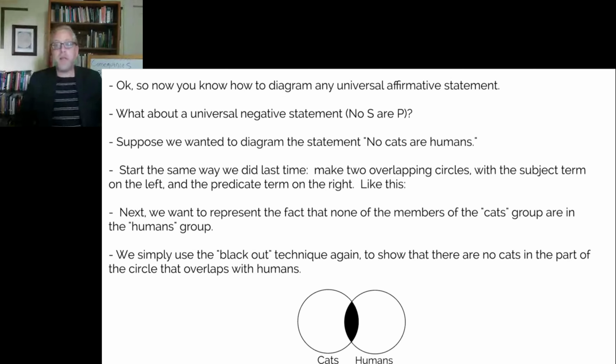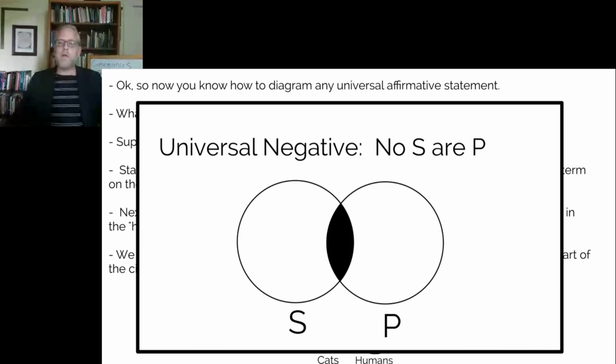This again should make intuitive sense visually, right? Just understanding that the black here represents nothingness. There's nothing there, right? So that just means there's nothing that's both cat and human. That's what this is showing. And so all universal negatives, anything, it doesn't have to be cats and humans. We could be talking about anything at all. As long as that has that general shape of no S are P, this is how it will be represented, right? If you're a member of the S club, if you're in the S circle, you are not in the P circle. You're not a member of that category.